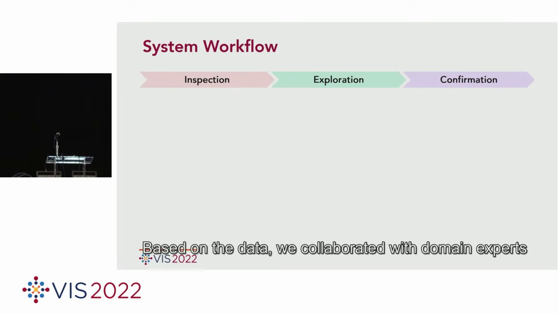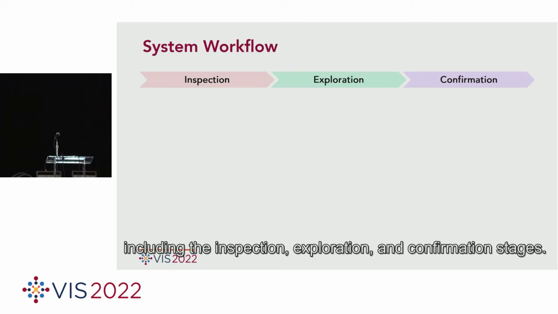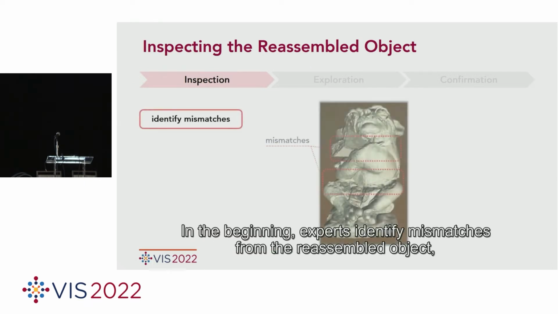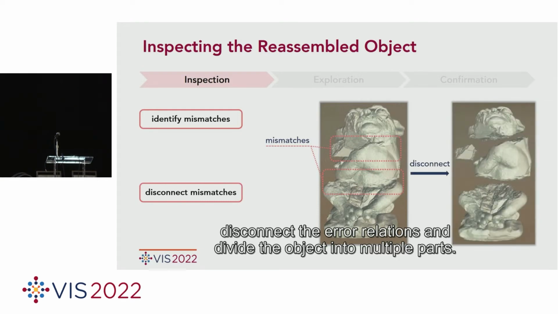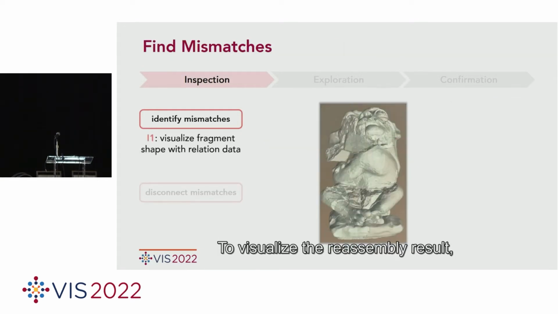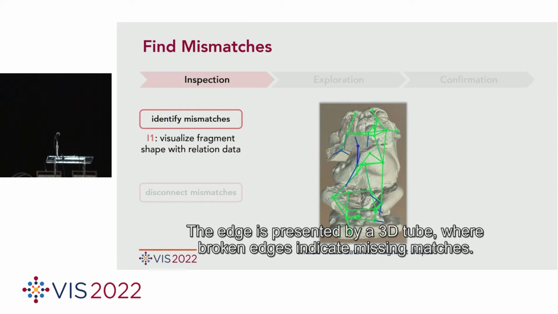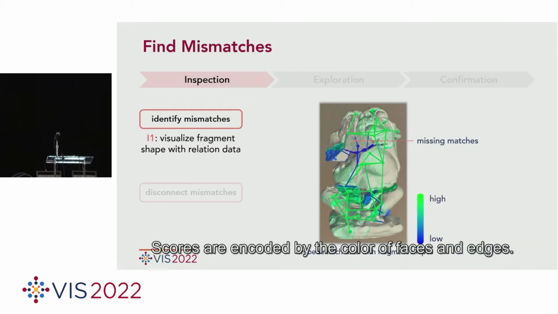Based on the data, we collaborate with domain experts and develop a 3-stage workflow, including the inspection, exploration, and confirmation stages. In the beginning, experts identify mismatches from the reassembled object, disconnect the error relations, and divide the object into multiple parts. To visualize the reassembly results, we embed the matching graph with 3D models using a skeleton metaphor. The edge is presented by a 3D tube, where broken edges indicate missing matches. Scores are encoded by the color of faces and edges.